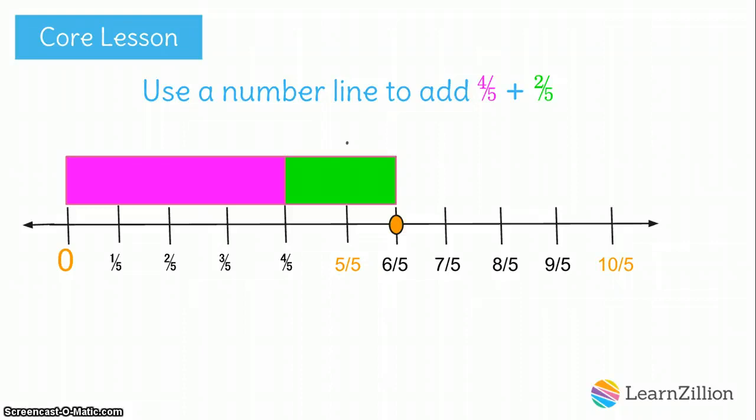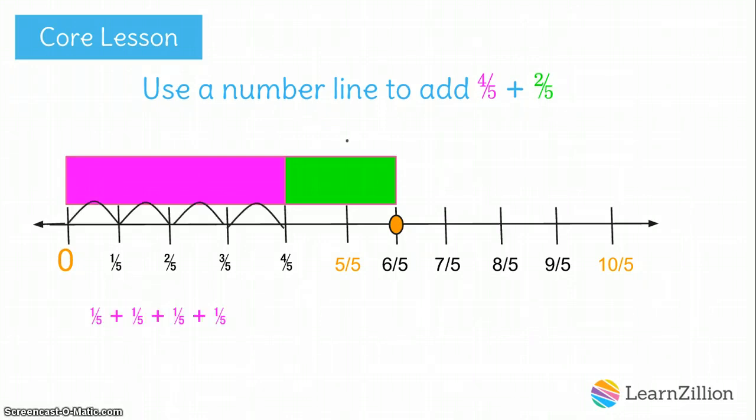Let's look at this problem. 4/5 and 2/5. I know by looking at the denominator that my unit fraction is 1/5. So I'm going to divide my number line into 1/5 intervals. I will then take 4 of those 1/5 intervals and add them to 2 1/5 intervals for a total of 6/5.